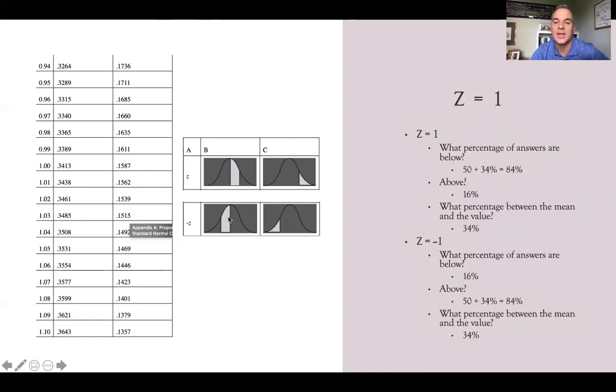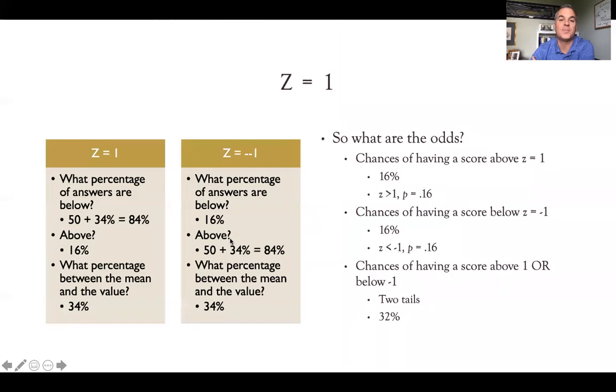And so now we're looking at a Z of -1. What percentage of answers are below it? And so this is what we're looking at here. This is Z equals -1. We use this same chart. This is how many responses are below Z equals -1. That's 16%, and about 84% are above Z equals -1. And about 34% are between a Z equals -1 and a Z equals 0.